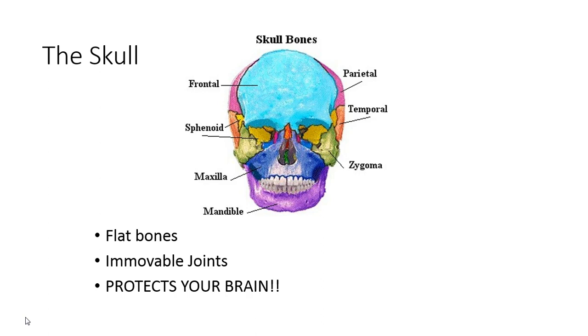So here's another picture of the skull, just for your basic anatomy to review. The bones are considered flat bones. They are immovable joints, and the most important part of the skull is that it protects your brain. And so if anything happens to your brain, it is within the skull, which means that it doesn't really have any place to expand, but the function of the skull itself is to protect the brain.